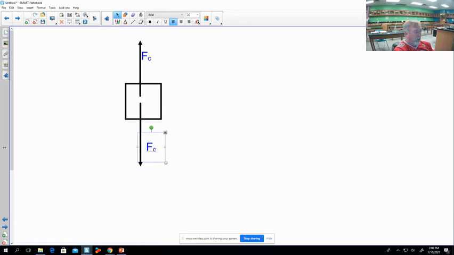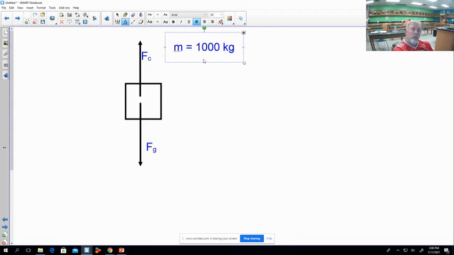Let's label here, FG. All right. So what if our problem tells us a couple things? Let's try this as a starting point. Let's say that the mass of our elevator is 1,000 kilograms. Let's see, we know that the acceleration due to gravity is 10 meters per second squared down.